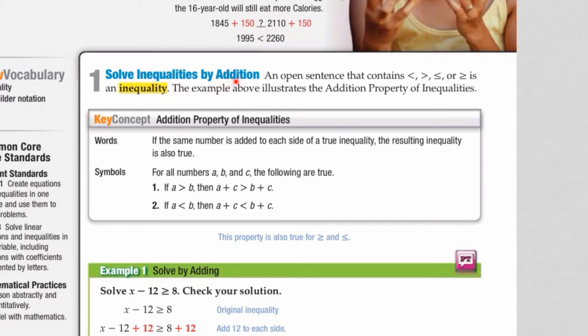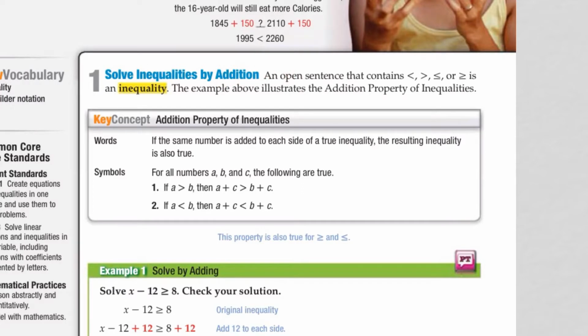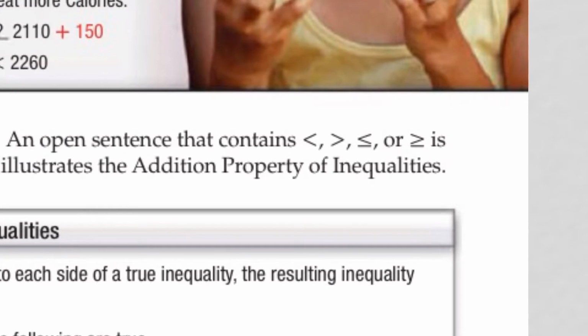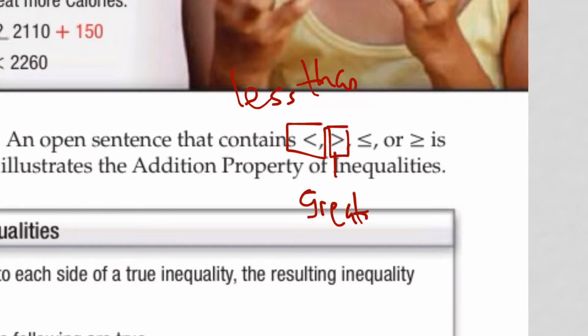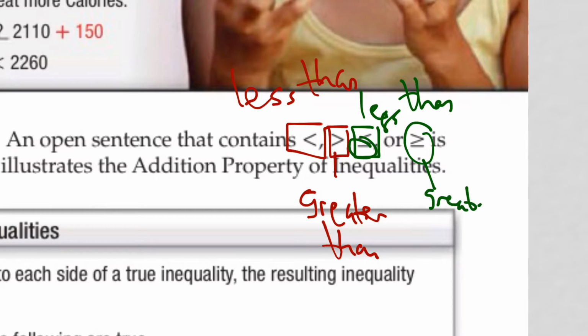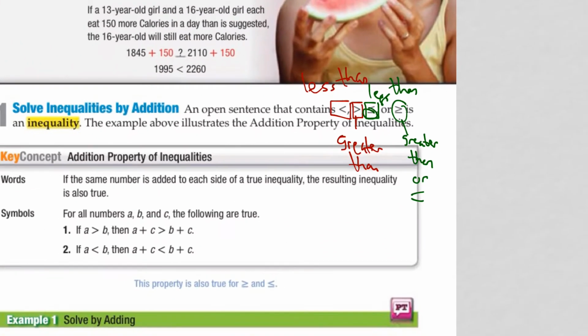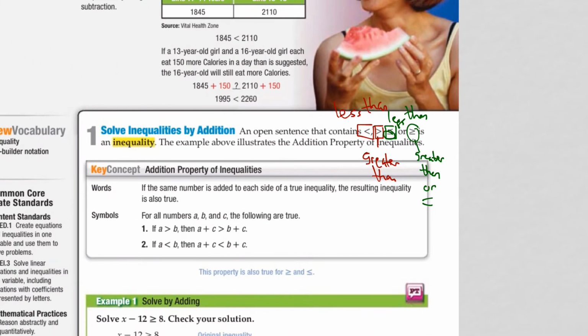1. Solve inequalities by addition. A lot of people struggle with reading these, and I want you guys to know that this one right here is less than. This one right here is greater than. And these two right here, this one's less than but also is or equal to. This one's greater than or equal to. It's kind of like emojis, guys. You just got to memorize what those mean.